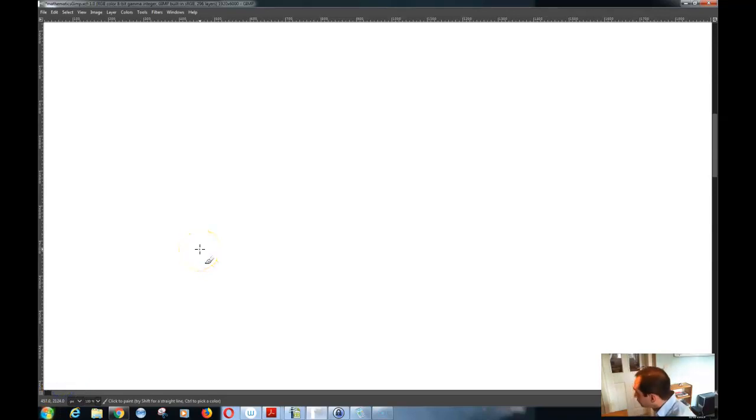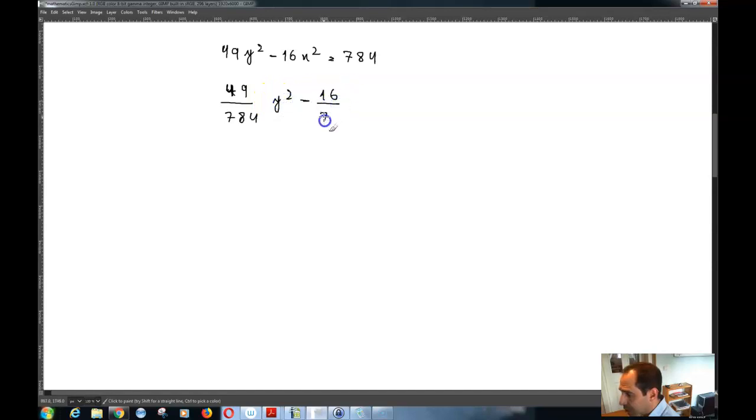Okay, so the next question that we have is another hyperbola, which is 49y squared minus 16x squared is equal to 784. So if you divide by 784, you get 49 divided by 784 times y squared minus 16 by 784 times x squared is equal to 1.